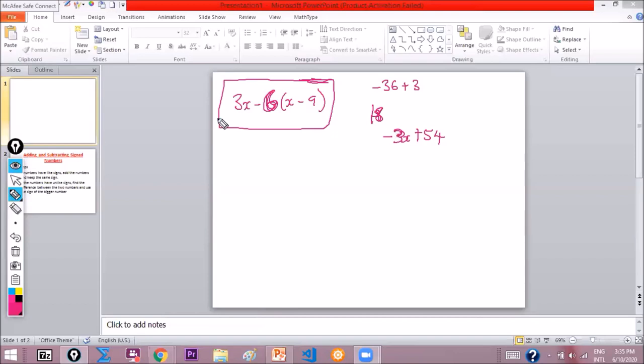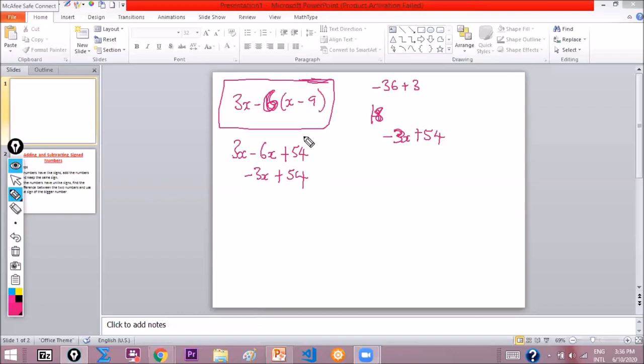Okay, so let's do this together. So we have 3x here. To simplify this, we have to open up this bracket. In opening this bracket, we have 3x, then minus 6 times x will give us minus 6x. Then minus 6 times minus 9 will give us plus 54. So we have 3x minus 6x, that will give us minus 3x plus 54. Okay, so that's the answer? Yeah, my one is correct.